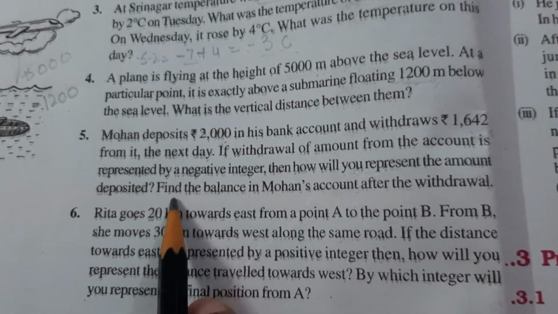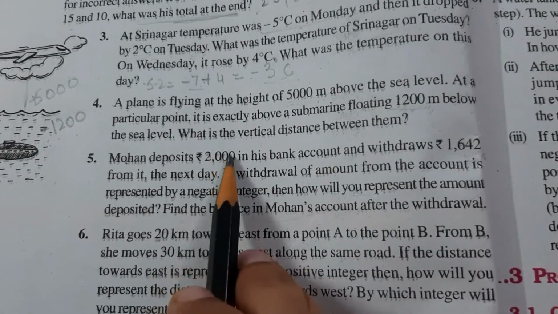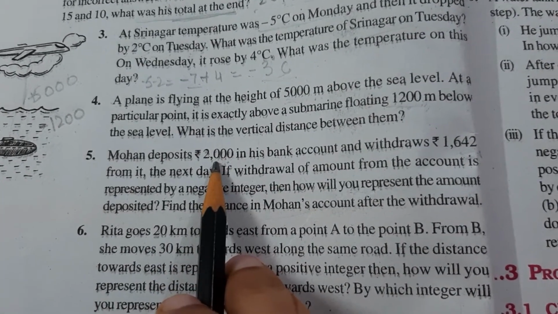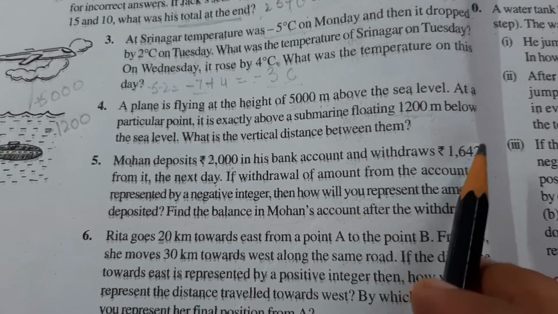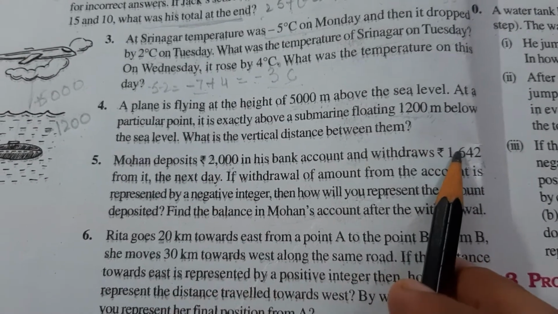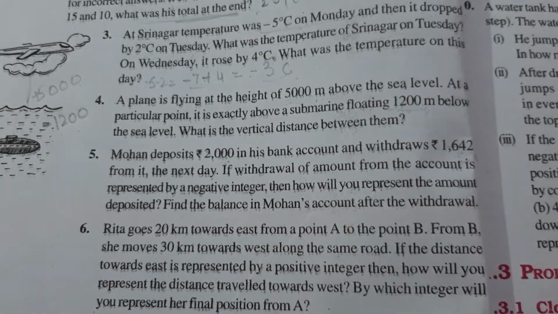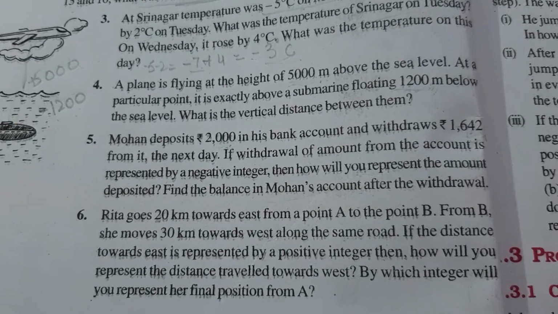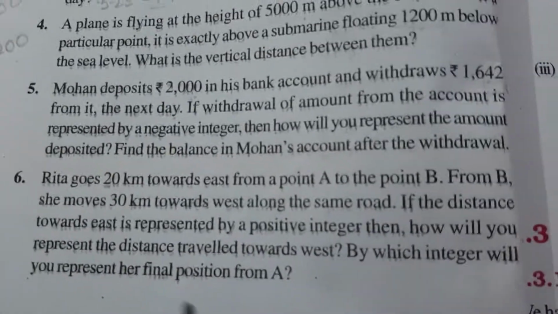Now next, find the balance of Mohan's account. You all know he deposited 2000 rupees, then he withdrew this money. By subtracting these two, you can get the balance in Mohan's account after the withdrawal. Okay, so next question.